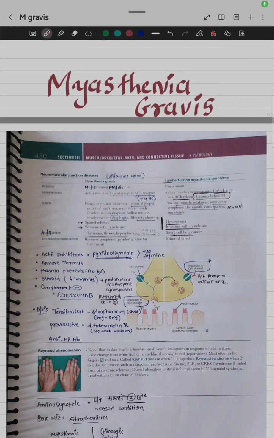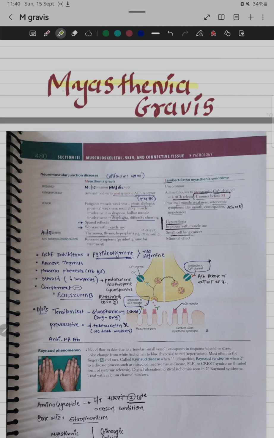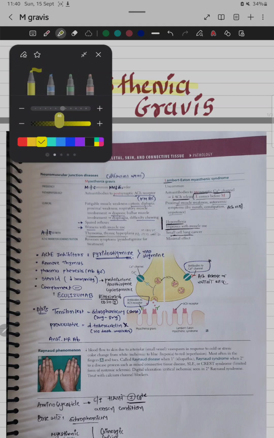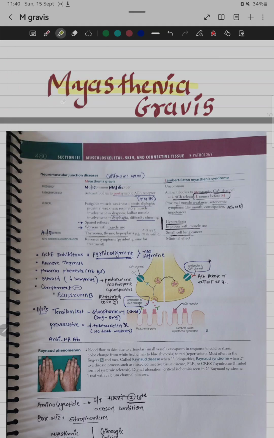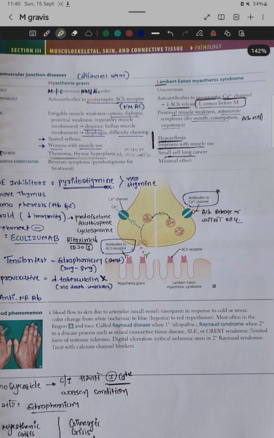Talk about a disease called myasthenia gravis. Myasthenia gravis is a very important disease that occurs in many people. It is not a very rare disease. So let's see what the pathogenesis of myasthenia gravis is and how it occurs. I have taken First Aid as a reference, which is a very good book.